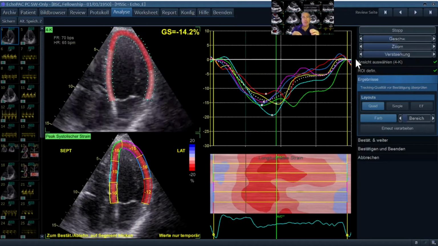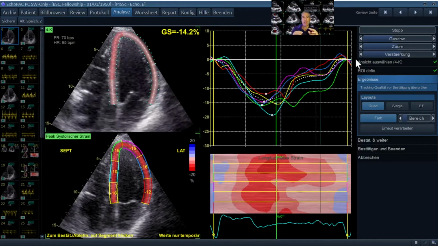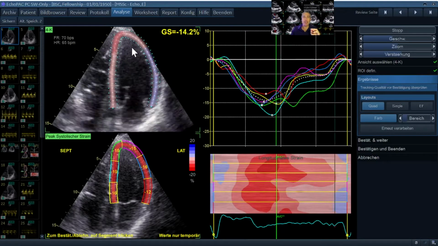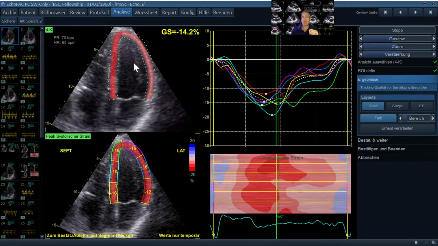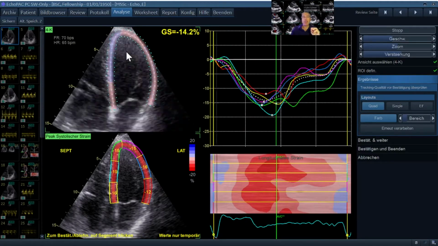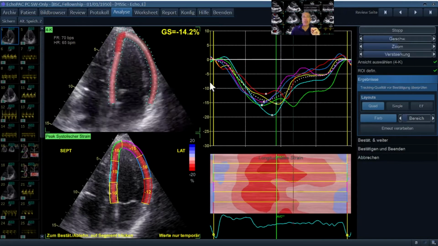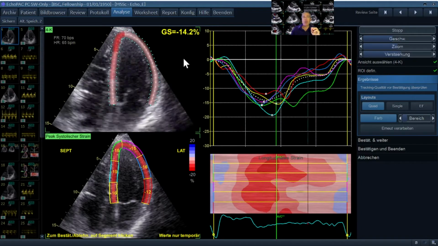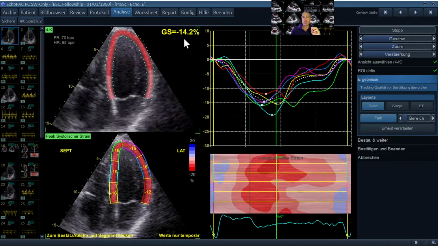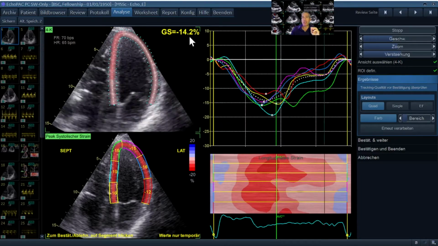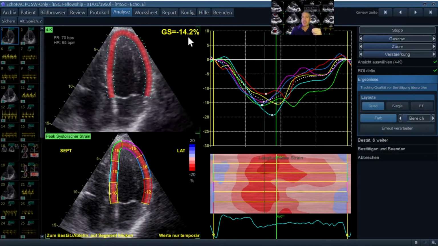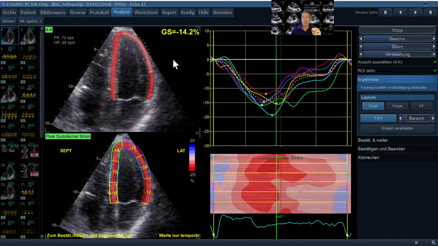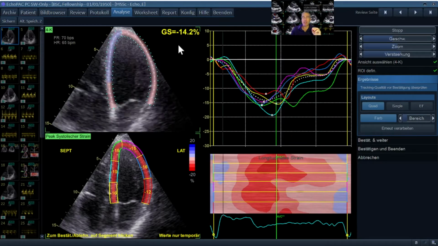Well, you see the result here. There was absolutely no interaction. We can discuss a little bit about the tracking here of the lateral wall. This could maybe be improved, but in the longitudinal direction, we have an analysis of all the segments of the left ventricle. We have a global longitudinal strain of 14.2%, which is slightly lower than normal. So it's not completely normal, the left ventricular function, when we look at global strain.